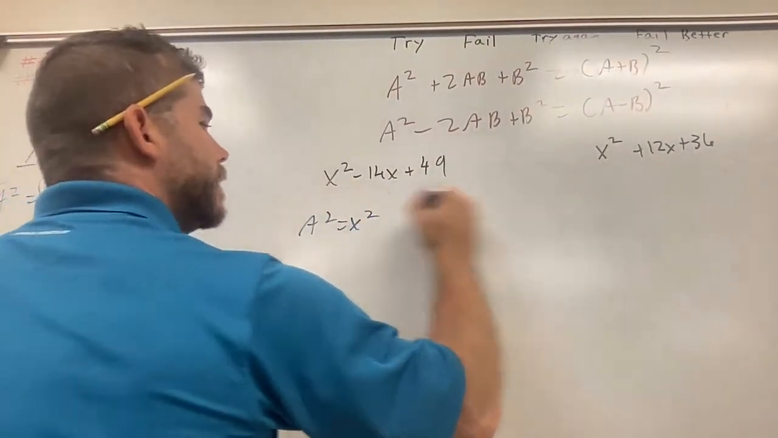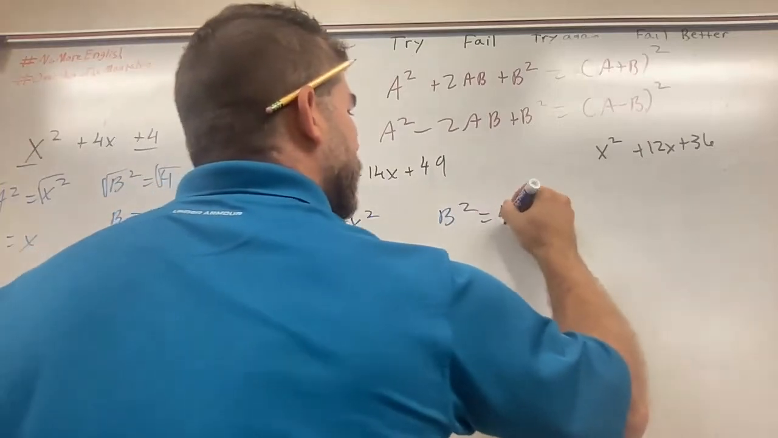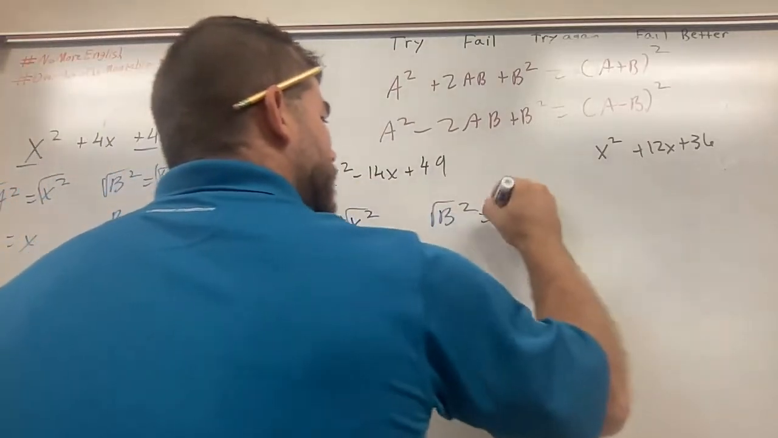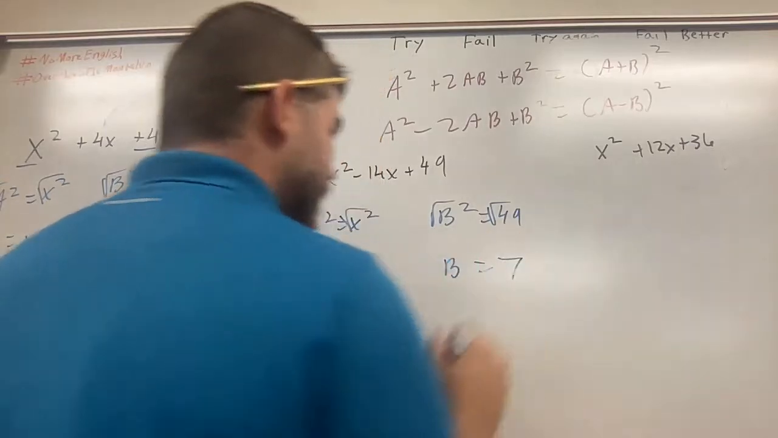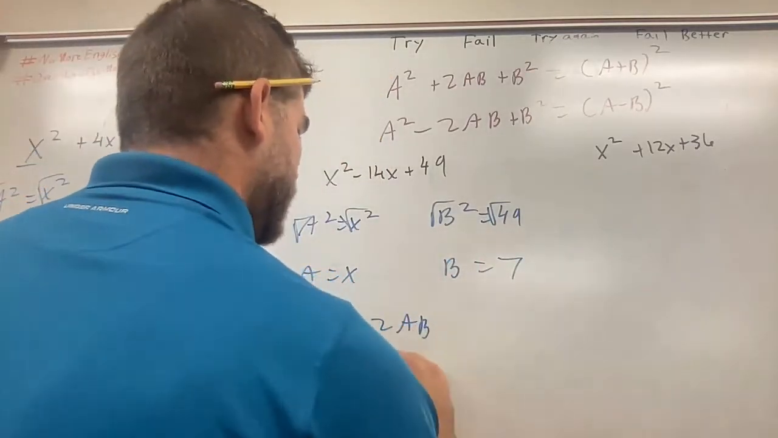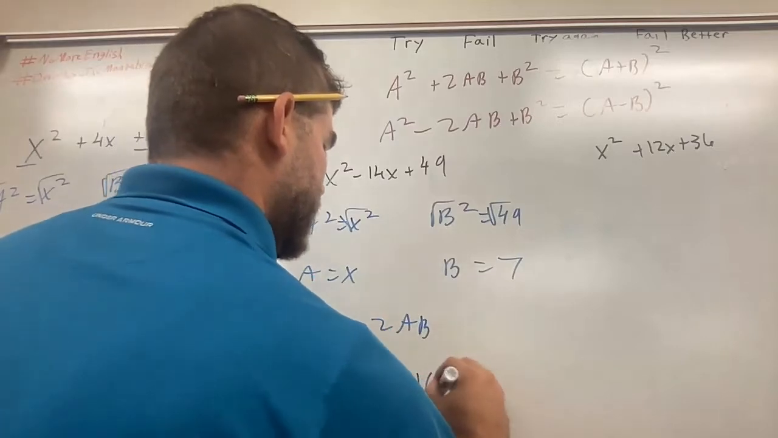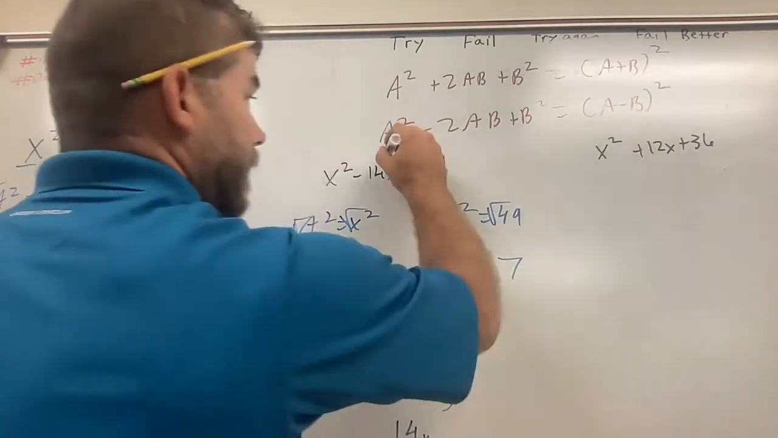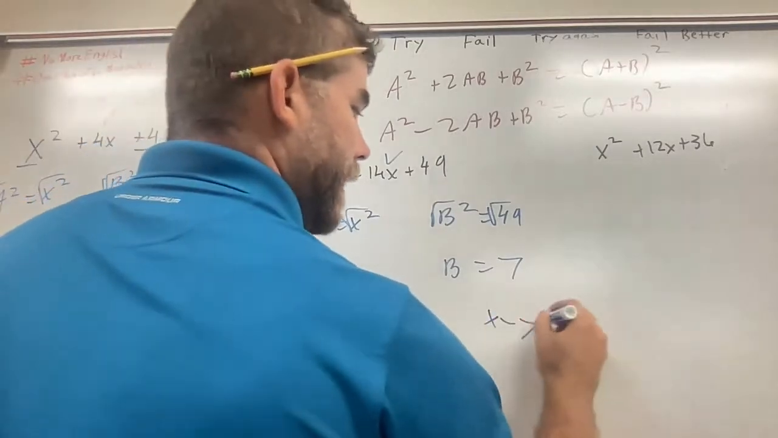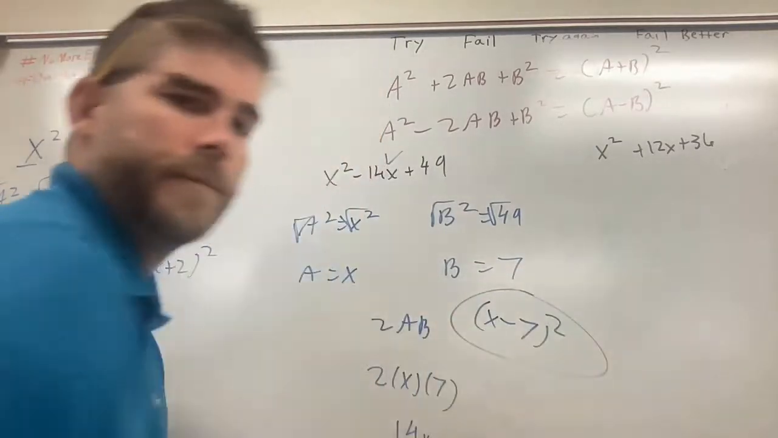A squared equals x squared, b squared equals 49. I go ahead and square root both of them. A equals x, b equals 7. All right, I do the same thing. I have to check my 2 times a times b. A is x, b is 7. This is 14x. That matches. This is a negative now, so this is going to be (x minus 7) quantity squared.